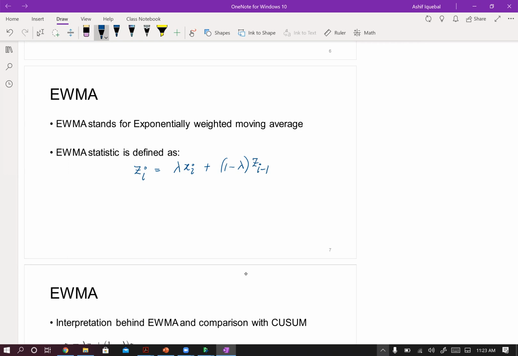Now you can observe very clearly here that Zi minus 1, the second term, is capturing the memory, right? And the first term is just your current observation. Now you have a parameter lambda, which is a user-specified parameter, and the value of lambda always lies between 0 and 1. There's one more thing here. We want to make sure the value of Z0 is known to us, and Z0 will be equal to mu 0. So you can initialize the exponentially weighted moving average control chart.